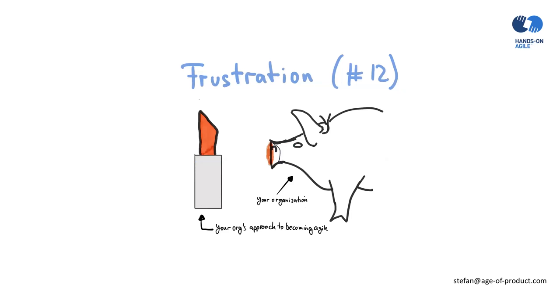Number 12, the frustrated Scrum Master. What if your Scrum Master is just frustrated? Imagine he or she has been working his or her butt off for months, but the team is not responding to the effort. You know, this pearls before swine syndrome. In my experience, good Scrum Masters are in for the purpose. They want to have impact. Hence, the level of frustration is growing over time if nothing is happening.